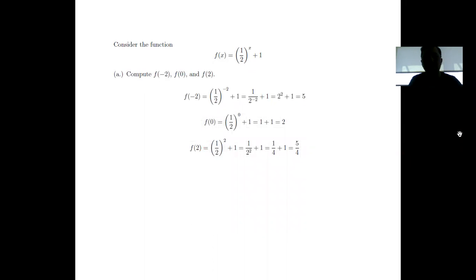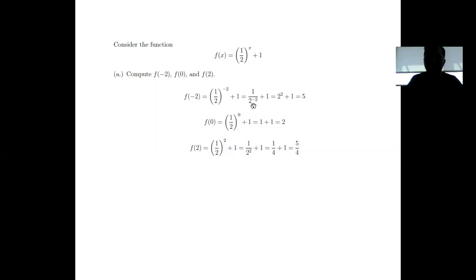Now, part A, we're just supposed to compute f of -2, f of 0, and f of 2. So just starting with f of -2, we plug in x equals -2 into our function, and we have (1/2)^-2 plus 1. That'll result in distributing the -2 power to both the 1 and also to the 2. 1 to any power will always just result in 1.